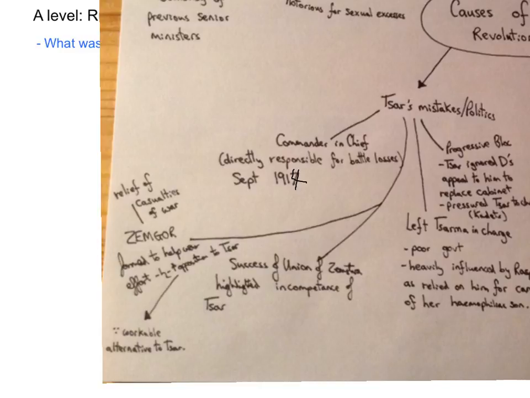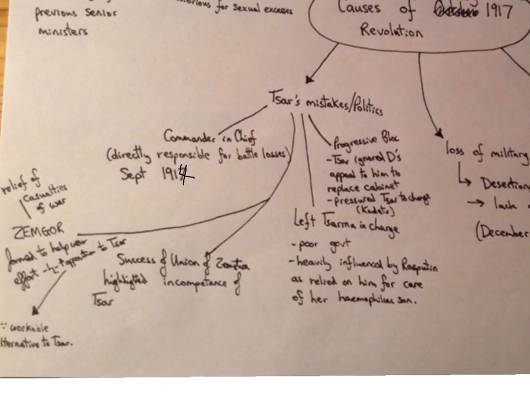Zemgor wasn't run by the Tsar at all. He didn't even attempt to set up his own version of the Zemgor to help the relief of casualties of war. So it proved that people could run the country effectively without the Tsar's help. Again, another example of that would be the success of the Union of Zemstva, which formed to help people during the war effort, and it highlighted the incompetence of the Tsar. That's not, unfortunately for the Tsar, the only mistake in political actions that he made. He left the Tsarina in charge of the country when he left to become the commander-in-chief of the army.